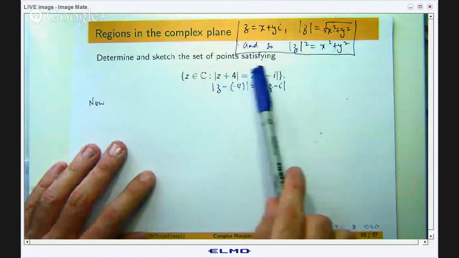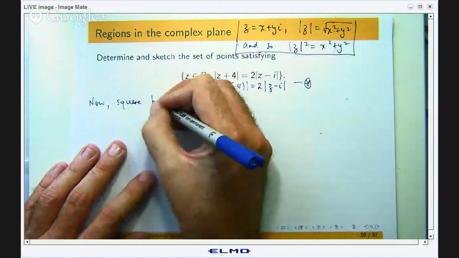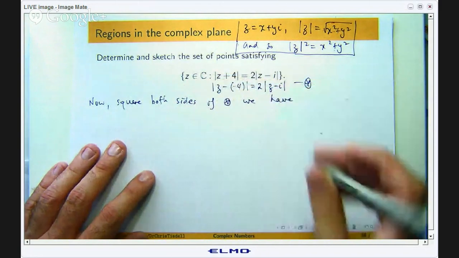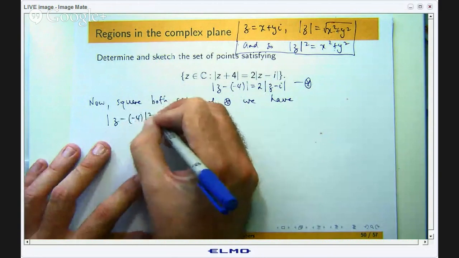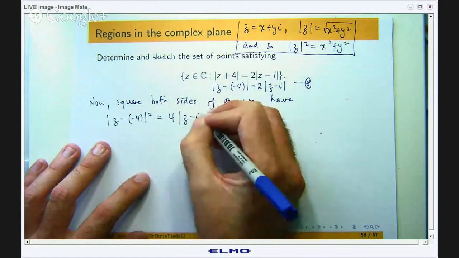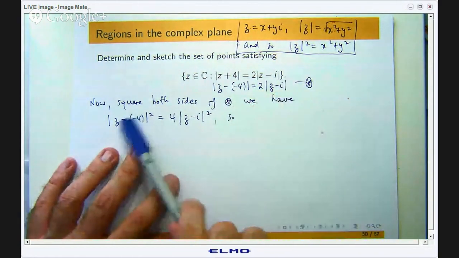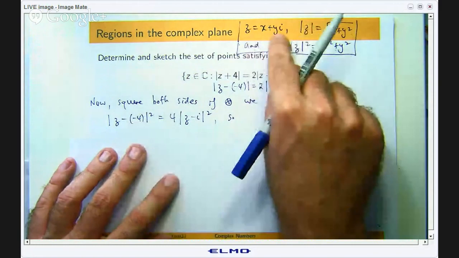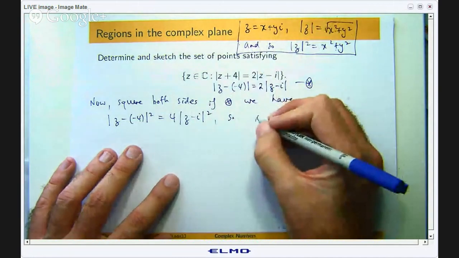So if I square both sides, we're going to have the following: Z minus negative 4 all squared equals 4 times Z minus i squared, right? Well, I can get rid of the two minus signs now if I want to. Using Z equals x plus yi, Z plus 4 is going to be x plus 4 plus yi. So I take each of those and square them.